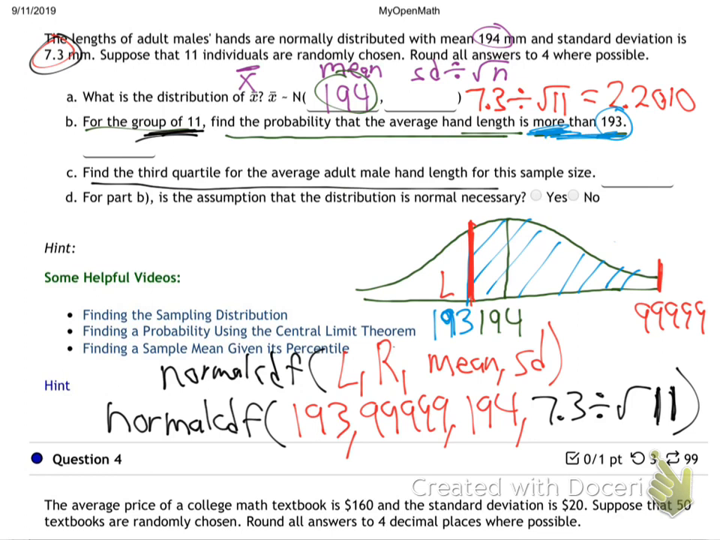Part C is third quartile. That's the same kind of thing. How about part B? Or part D? Is the assumption of normal necessary on this problem?